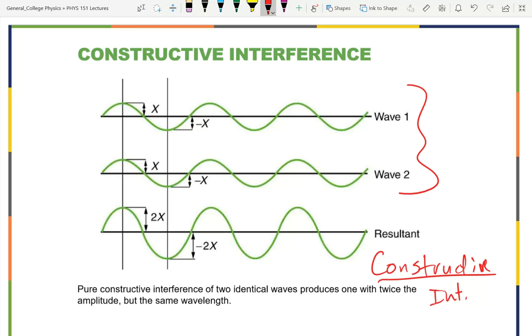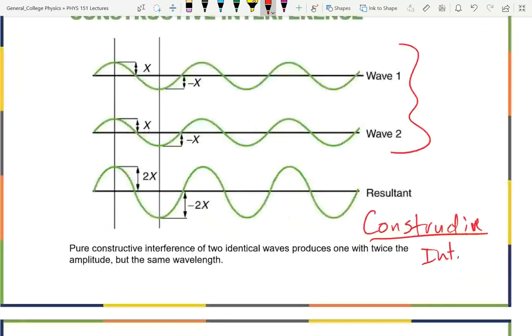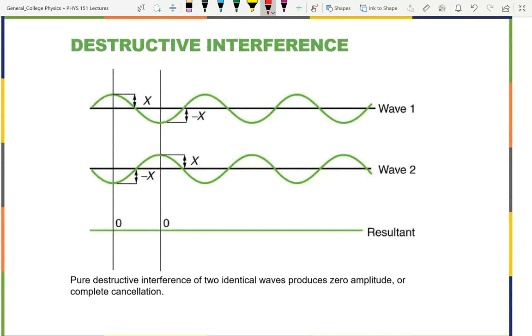What would happen if wave 2 was reversed, if it went down and up instead of up and down? So it was exactly opposite of wave 1. What would happen then when I added them up? Okay, they'd add up to 0. So that's destructive interference. I'm not going to rewrite it. You have two waves, but it's adding up to 0.